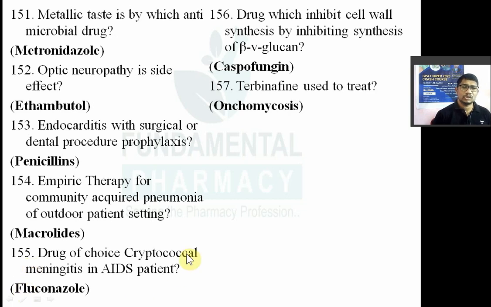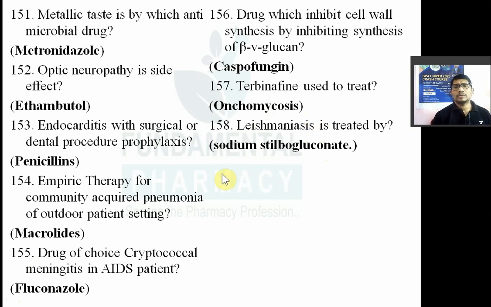Now question number 158. Leishmaniasis is treated by. Leishmaniasis means kala azar. So remember, in leishmaniasis the drug of choice is amphotericin B, and another drug is sodium stibogluconate. So leishmaniasis is treated by sodium stibogluconate, and the drug of choice is amphotericin B, liposomal amphotericin B. Sodium stibogluconate is an antimony compound.